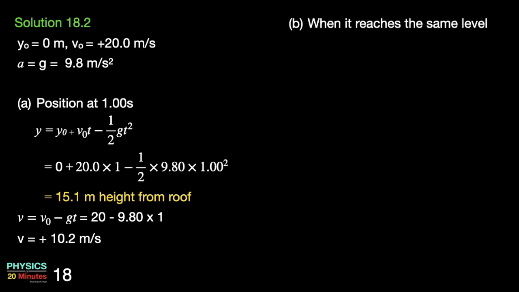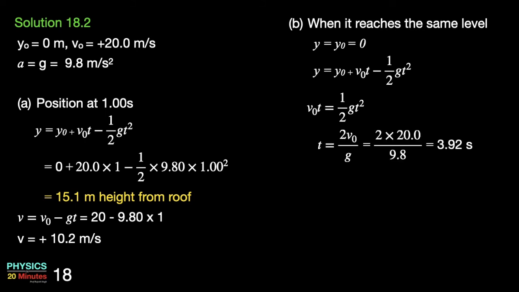When it reaches the same level, how much time will it take? So here the final position and initial position are the same, that is 0. Therefore we use y is equal to y0 plus v0 t minus half g t square. Since y and y0 both are 0, we will write v0 t is half g t square, or t is 2 v0 by g. If you substitute and solve, you get 3.92 seconds.